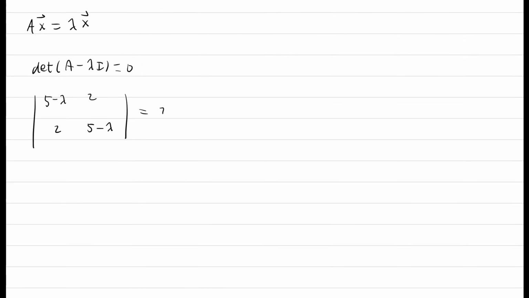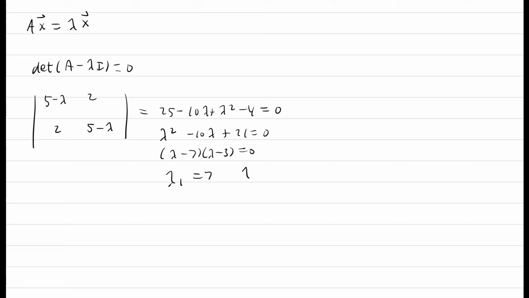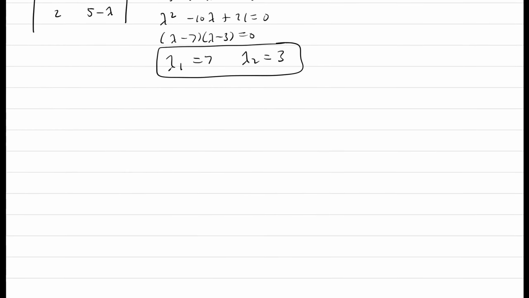So from this, we get 25 minus 10 lambda plus lambda squared minus 4 is equal to 0. We can easily factor this as (lambda minus 7) times (lambda minus 3). So our first eigenvalue is equal to 7, and our second is equal to 3. So those are going to be important.